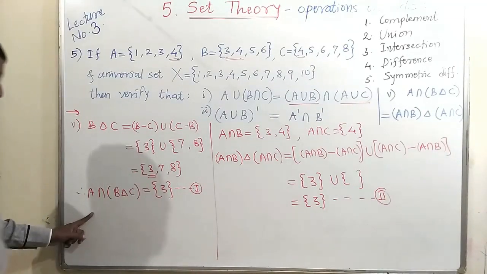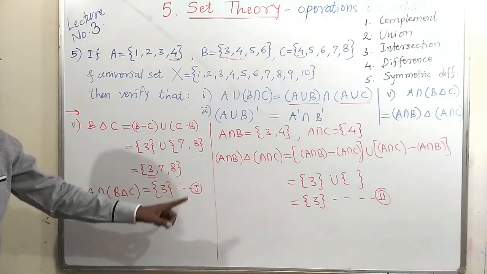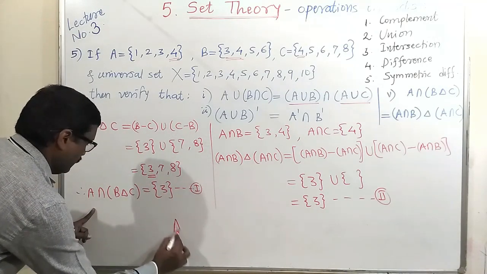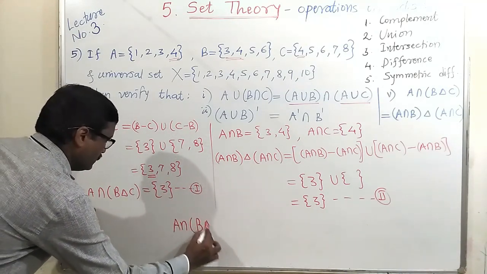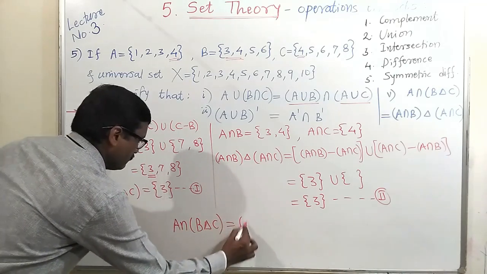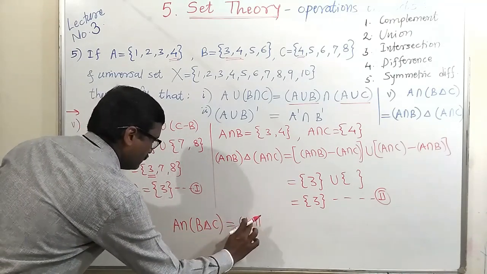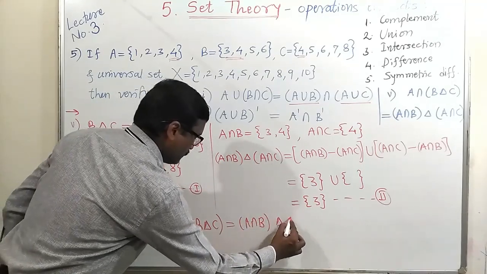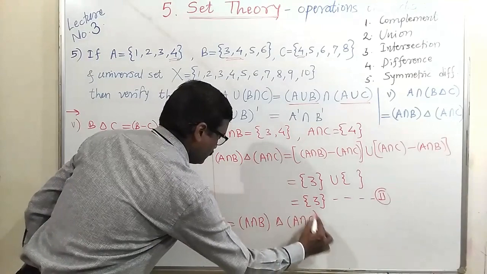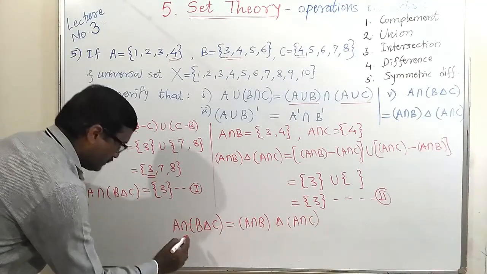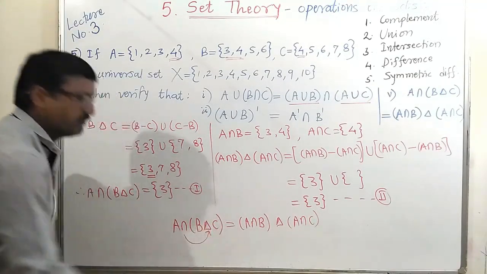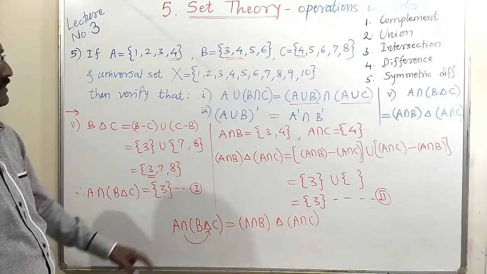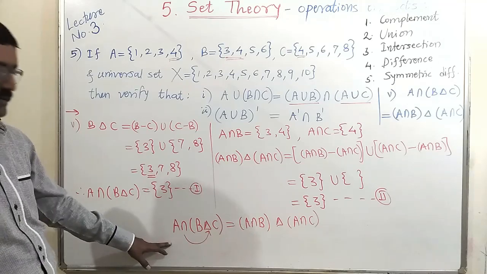If you observe equation 1 and 2, both RHS are same. So LHS are also equal. That we get A intersection B symmetric difference C is equal to A intersection B symmetric difference A intersection C. Means here intersection is distributive over symmetric difference. Okay, that is the property of symmetric difference.